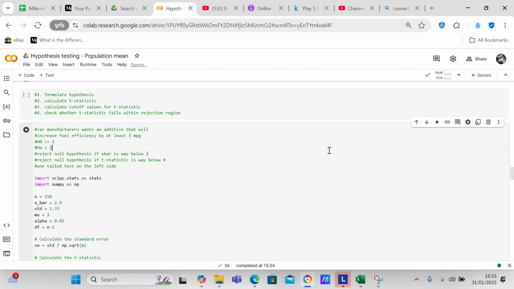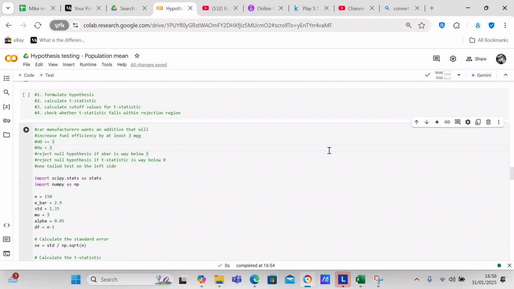A car manufacturer wants an additive that will increase fuel efficiency by at least 3 miles per gallon. So your null hypothesis is greater than or equal to 3, and your alternate hypothesis is less than 3. So you want the efficiency to be increased by more than 3.